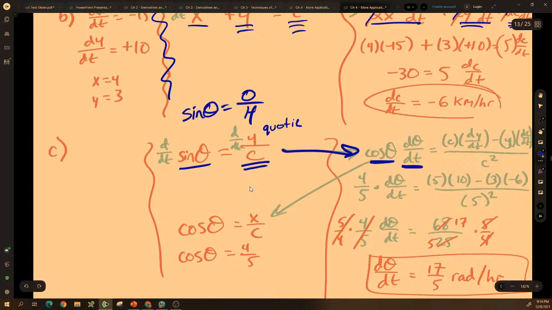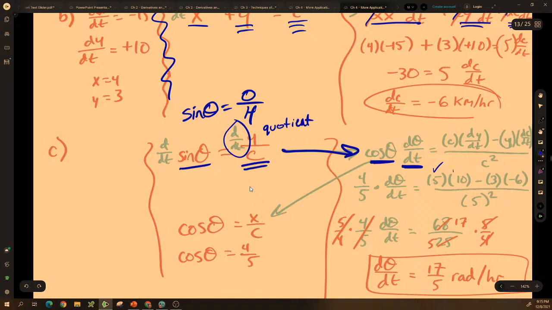So low d high, leave the low alone. C, derivative of the top, derivative of y is dy dt, right? Because it's with respect to time. Then minus, leave y alone. The derivative of c is 1 dc dt because it's with respect to time, all over low squared, c squared. Now I can plug in for c, 5.